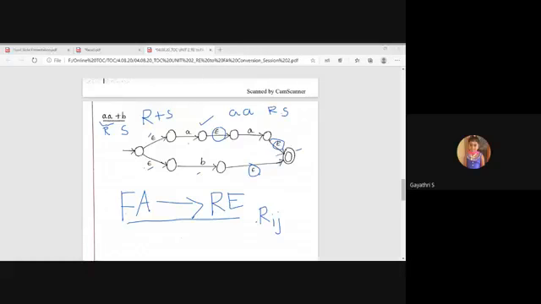Yes, DFA to regular expression conversion. Okay, so RIJ, which is exclusive for DFA to regular expression conversion. Okay, what is the second method? State elimination method, which is almost applicable for all DFA, NFA, epsilon NFA.